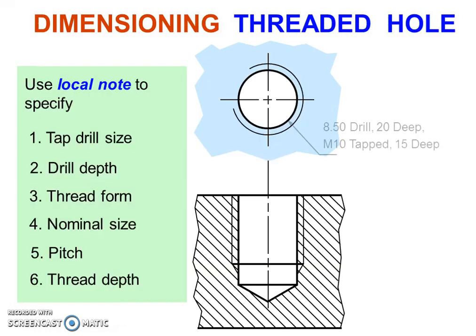Use a typical method to specify thread length. Dimension of the threaded hole. Mainly, we should write these many parameters over a threaded portion. It could be tap drill size, drill depth, thread form, nominal size, pitch and thread depth.